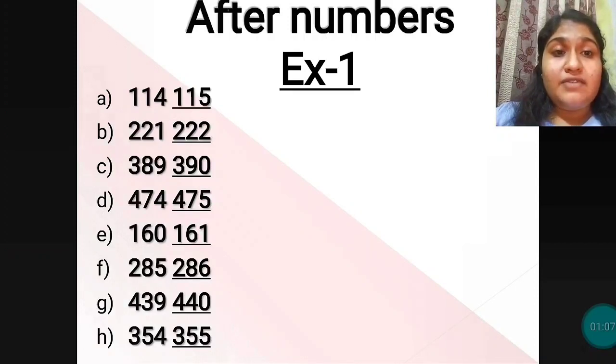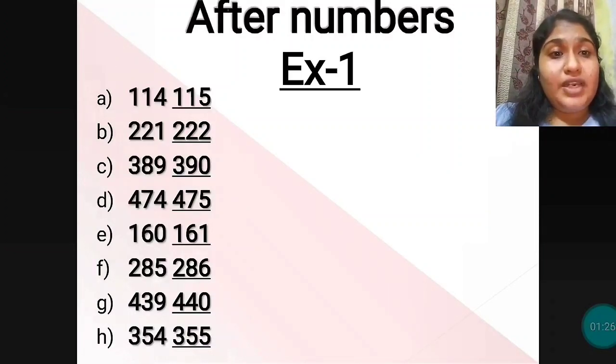474. What comes after 474? Yes, 475. So here 475 is the after number. 160. So 160 के बाद कौन सा नंबर आता है? 161. 285. What comes after 285?